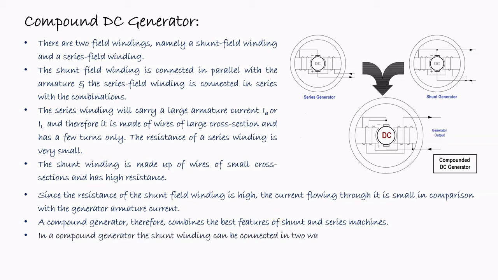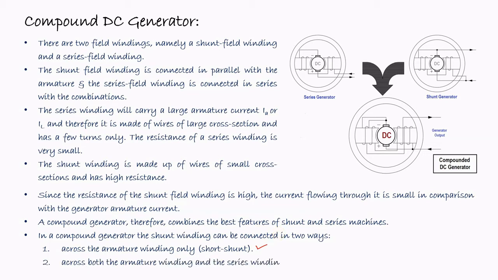In the compound generator, the shunt winding can be connected in two ways. First of all, across the armature winding only. Then it is considered as a short shunt. That means here the shunt field winding should be connected across the armature and the series field winding will be connected in series with this combination. So this is considered as a short shunt compound generator.